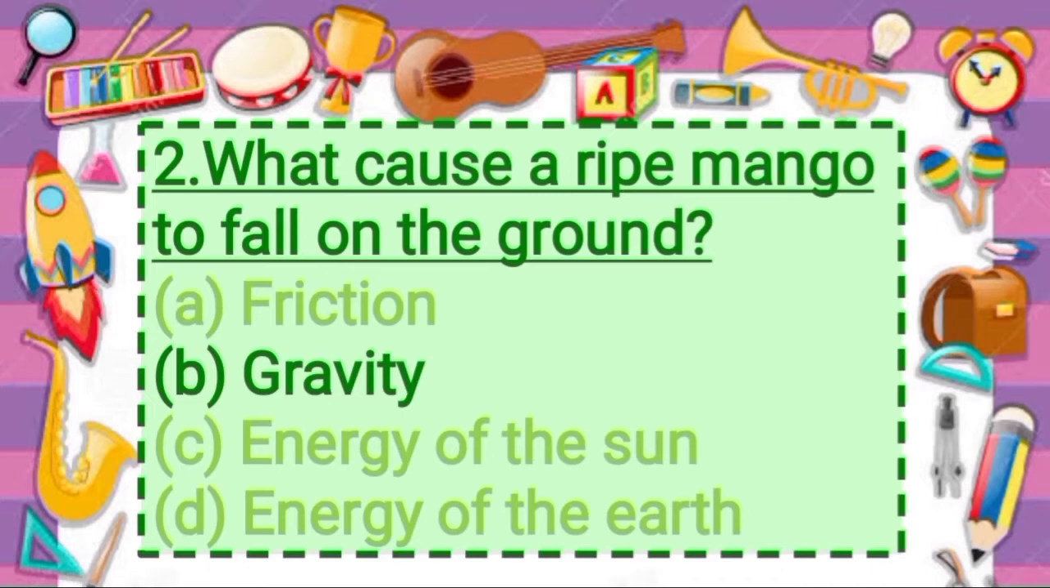Option D, energy of the earth. So as you know, the force that pulls object downwards towards the center of the earth is called gravity, and leaves and ripe fruits always fall on the ground due to the force of gravity. So answer is option B, gravity.